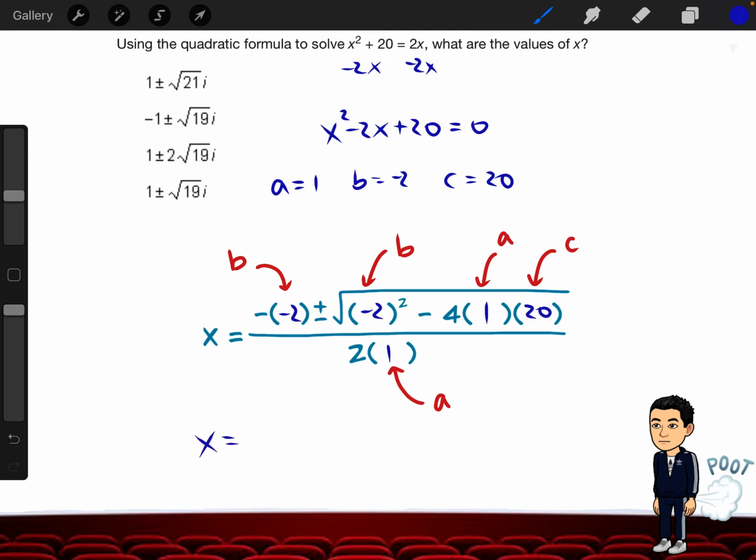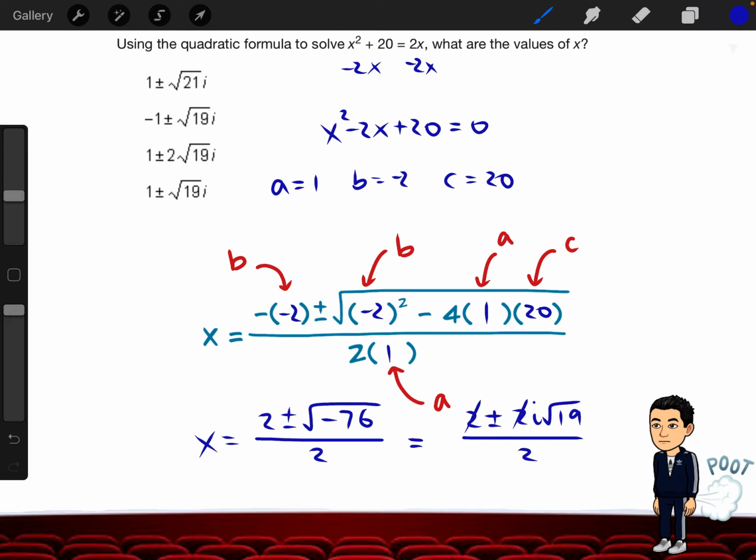You guys are going to find out that this is +2 plus minus. If you subtract the radicand, so you're going to get the square root of -76 over 2. Okay, so the square root of -76, you can simplify that to 2i root 19 over 2. Okay, so you can simplify the 2's. So you're going to end up getting just 1 plus minus 1i root 19. Okay, so you want to check the last one.